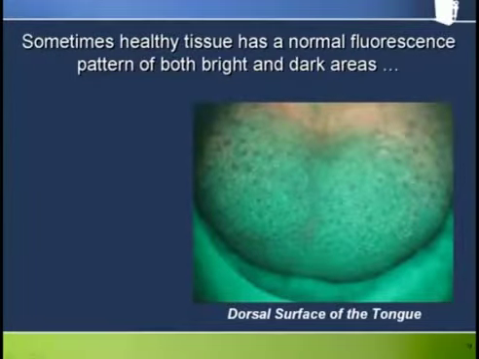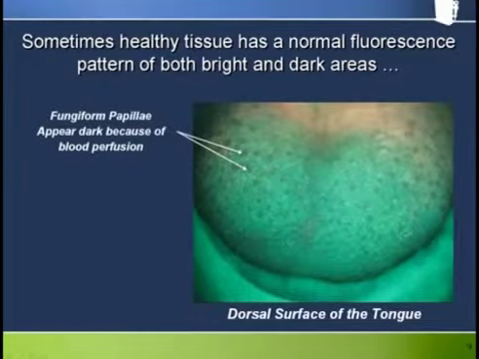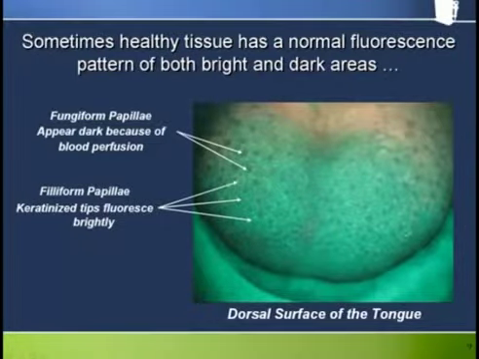Here we see that healthy tissue has a generally homogeneous pattern of bright and dark areas. The dark spots are the fungiform papillae, that appear dark because of blood perfusion and the lack of much keratin, and the smaller bright spots are the filiform papillae. These have keratinized tips which fluoresce quite brightly under VELscope. So here we are seeing examples of some of the underlying concepts that were explained in the science module. Blood is a strong absorber and causes the perceived fluorescence to decrease, and keratin fluoresces, which causes the perceived fluorescence to increase.